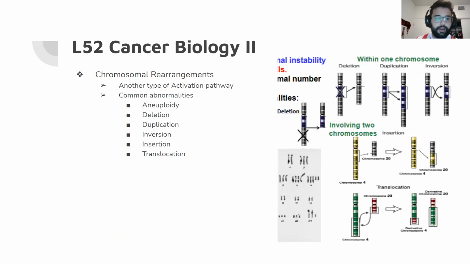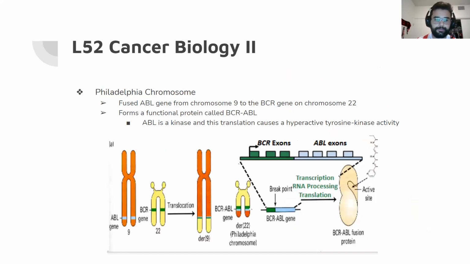The other way that we can look at these mutations is chromosomal rearrangement. This is another type of activation pathway. Some of the common abnormalities we can see are aneuploidy, deletions, duplications, inversions, insertions, and translocations.